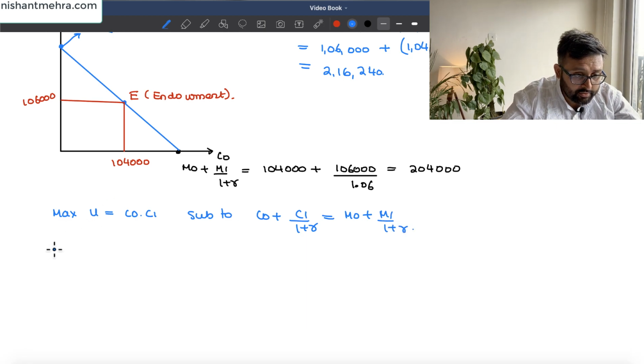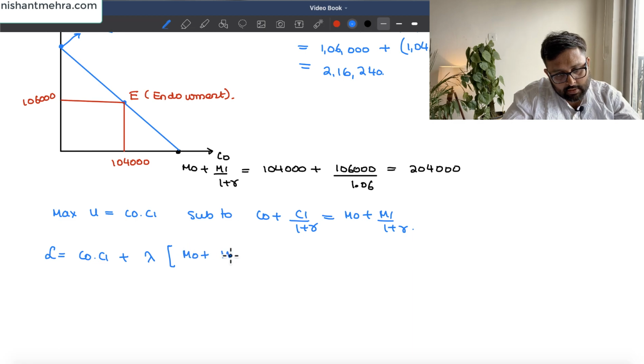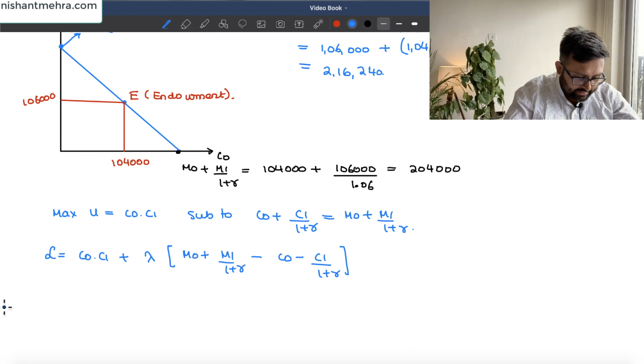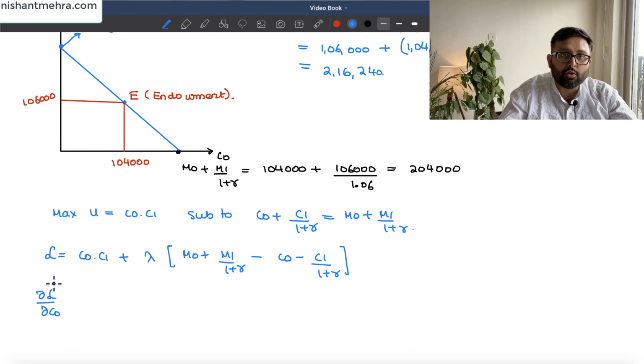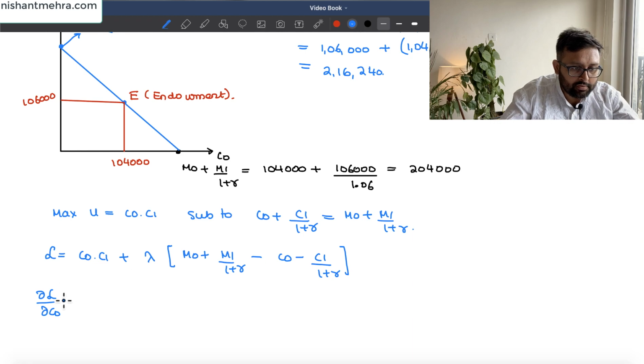So you can just set up the Lagrange. You have C0 C1 plus lambda times M0 plus M1 upon 1 plus R minus C0 minus C1 upon 1 plus R. You can just write it like this. So you can set up the Lagrange and find three partial derivatives, one with respect to C0, another with respect to C1, and another with respect to lambda.